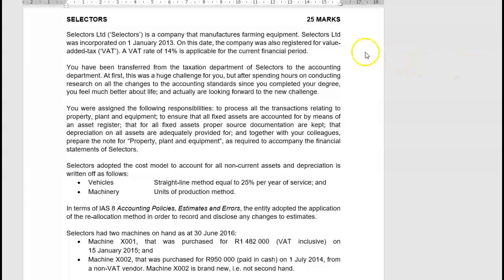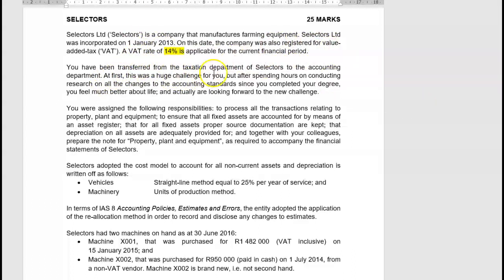Selectors is a company that manufactures farming equipment. Selectors Limited was incorporated on 1 January 2013. On this date, the company was also registered for value-added tax. A VAT rate of 14% is applicable for the current financial period.